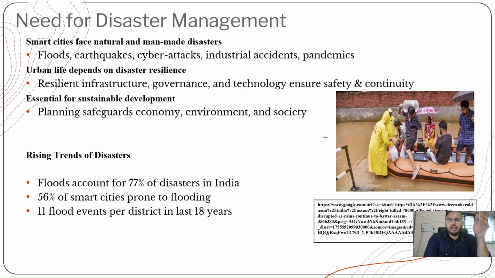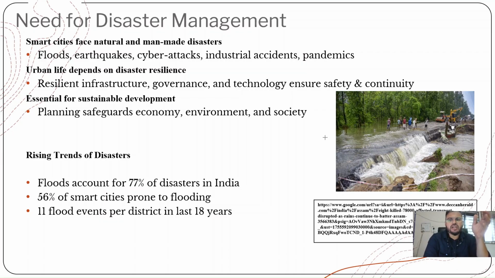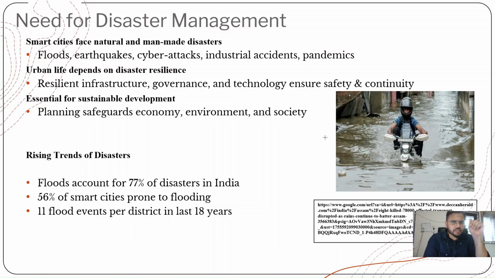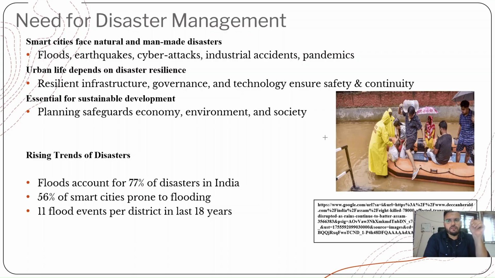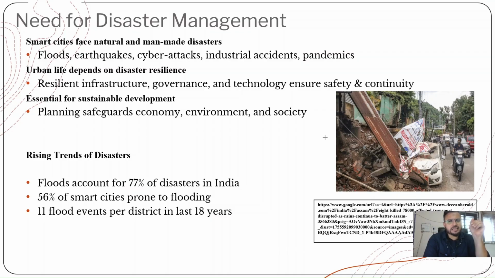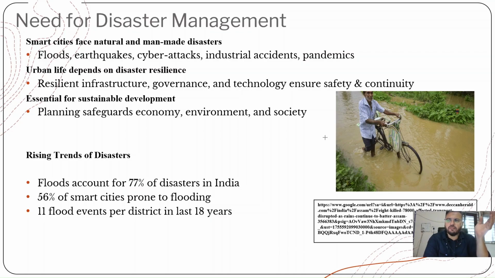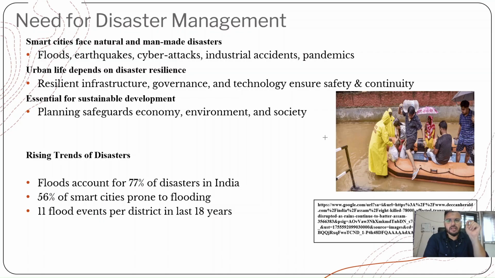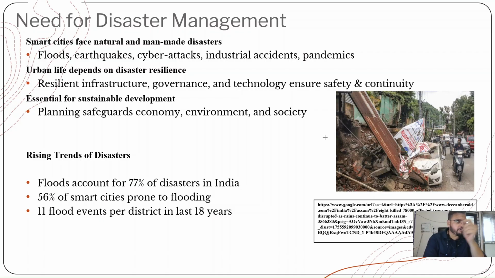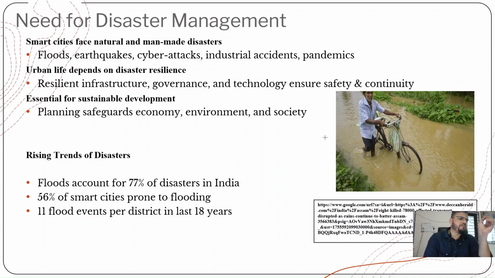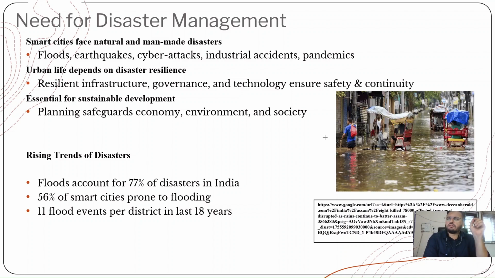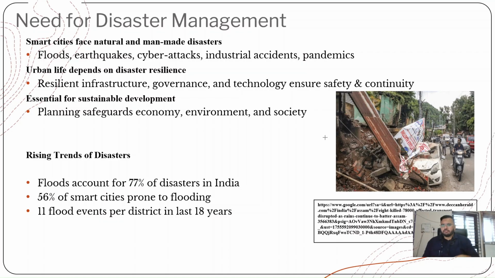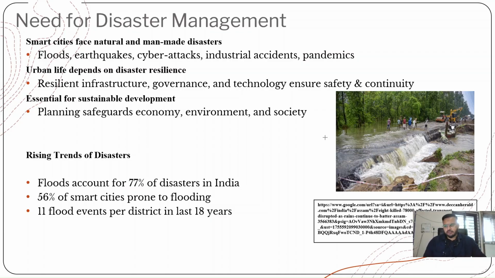Now here we will be discussing the role and the need of disaster management. Smart cities face natural and man-made disasters. As you can see, floods, earthquakes, cyber attacks, industrial accidents and pandemics are some forms of disasters. Urban life depends upon disaster resilience. Resilience of infrastructure, resilience of governance and technology ensure the safety of the community. It is very much essential for sustainable development, which safeguards our economy, environment and society.